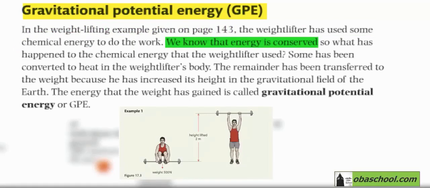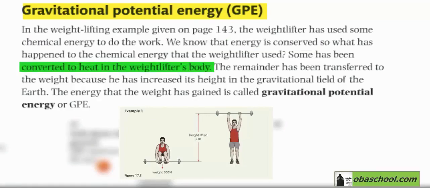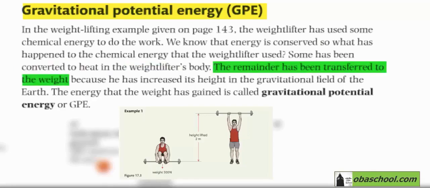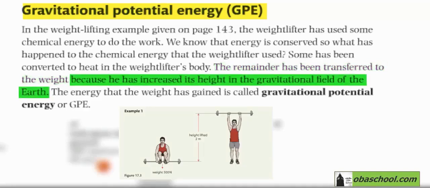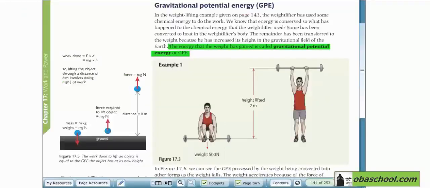do the work. We know that energy is conserved, and that is related to the exercise that we're talking about right now. And so, it is converted to heat in the weightlifter's body. The remainder has been transferred to the weight, and that is because he has increased its height in the gravitational field of the Earth. And so the energy gained is what we call GPE.